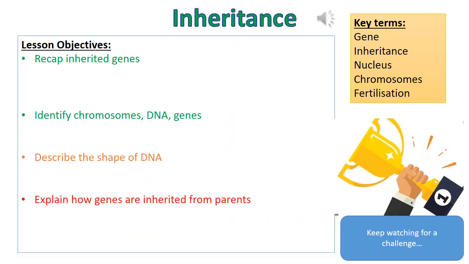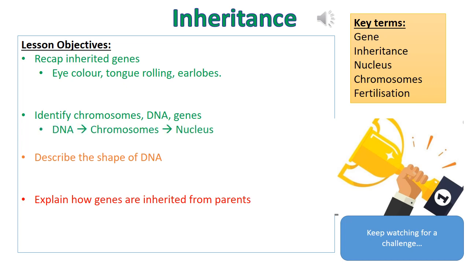Okay, year 8, brilliant. You are at the end of the lesson. You've done really, really well. Our lesson objectives today were, first of all, to recap inherited genes. So if you remember, the ones that we inherit are things like eye colour, tongue rolling, and earlobes. Are they attached or are they unattached? We were then going to identify chromosomes, DNA, and genes. And if you look back on your diagram, you can see that we've done that.